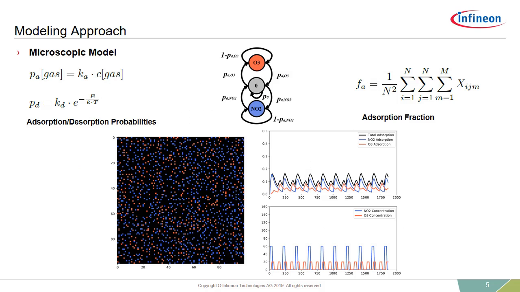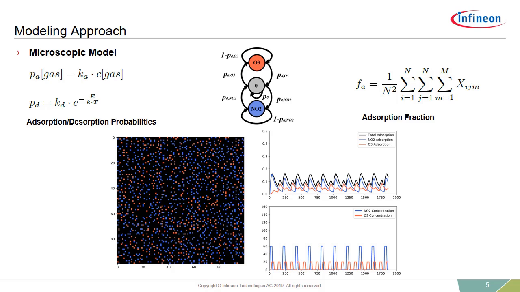This process is described mathematically by a so-called microscopic model. Here, the adsorption process is simulated with a Markov chain, which is shown in the middle of the slide. At each time step, there is a certain probability for an empty site to be occupied by a gas molecule, in this case either ozone or NO2, and for molecules that are already occupying a sensor site to desorb.